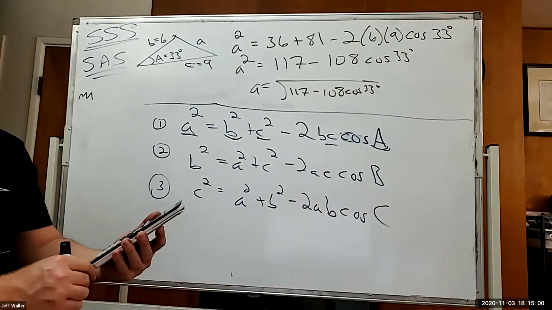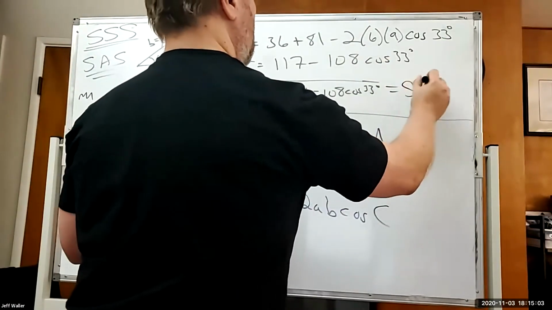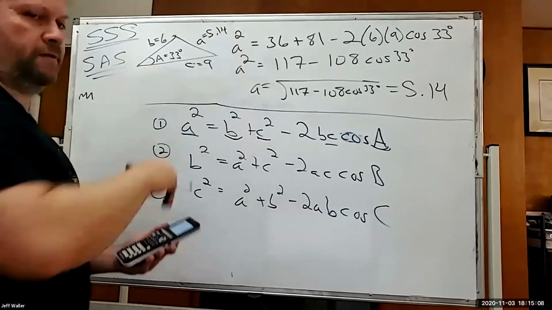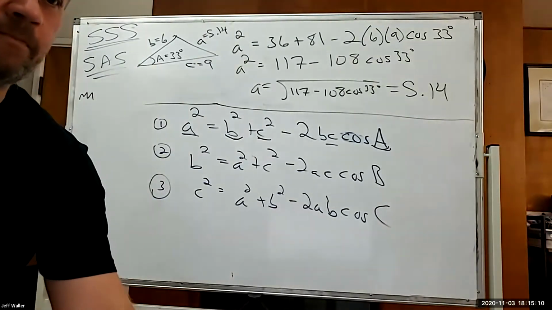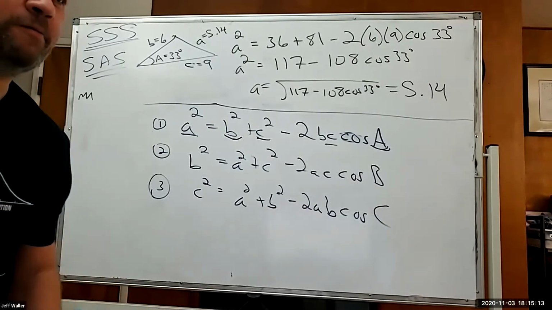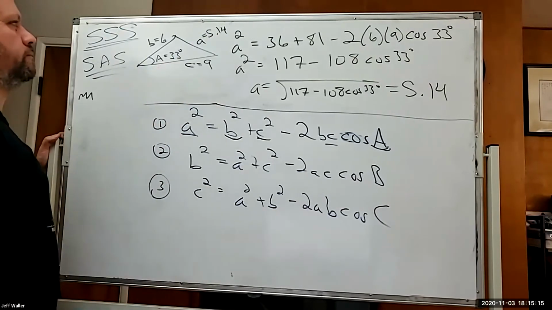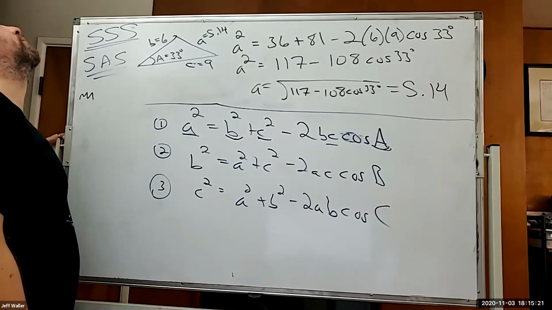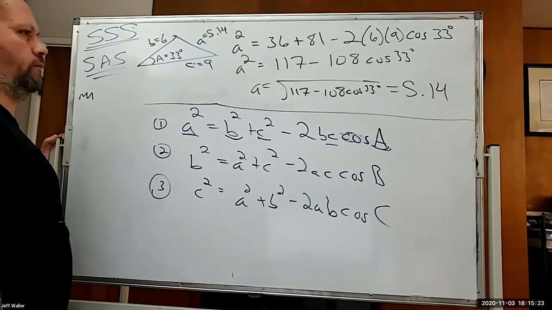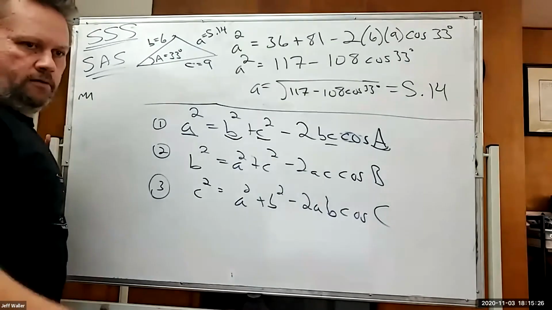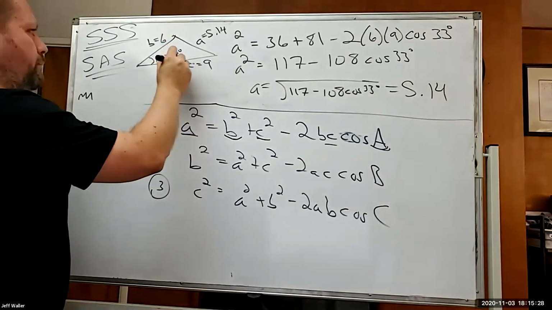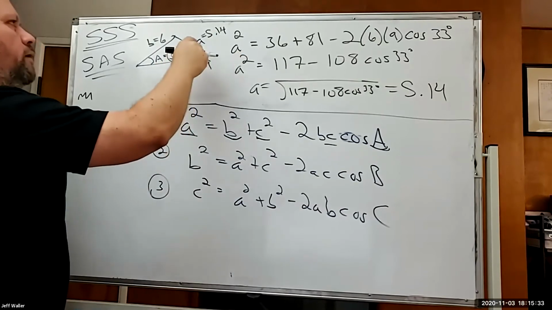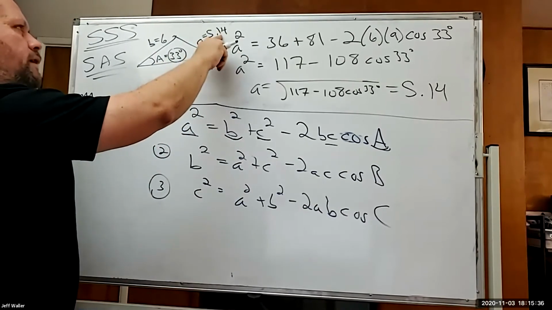I got 5.14. Yeah, that's what I got. Why does that make sense? We got 5.14. This is probably going to be the smallest angle in the triangle because it makes 180 total. So that makes sense that that's the smallest side.